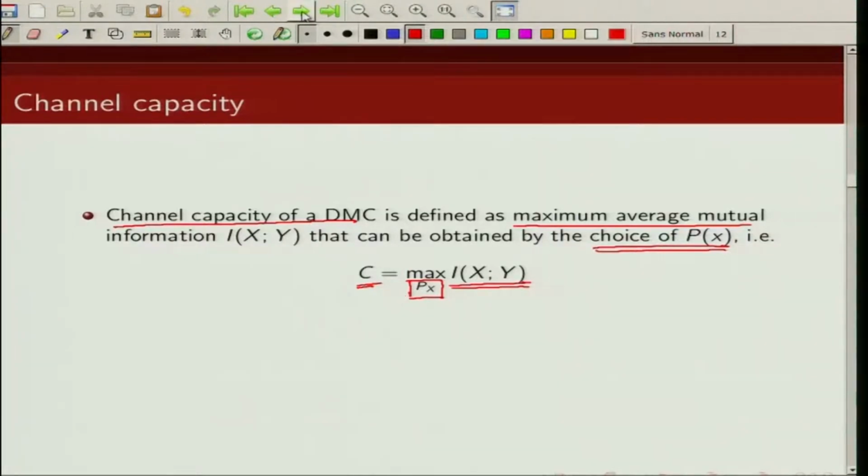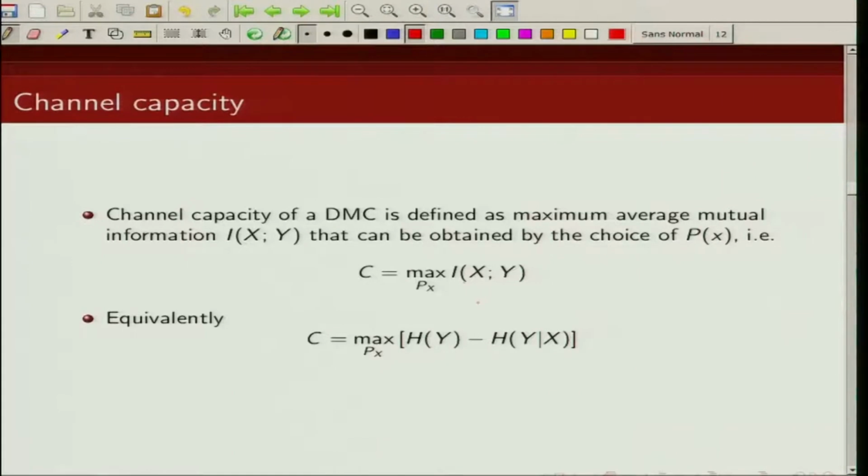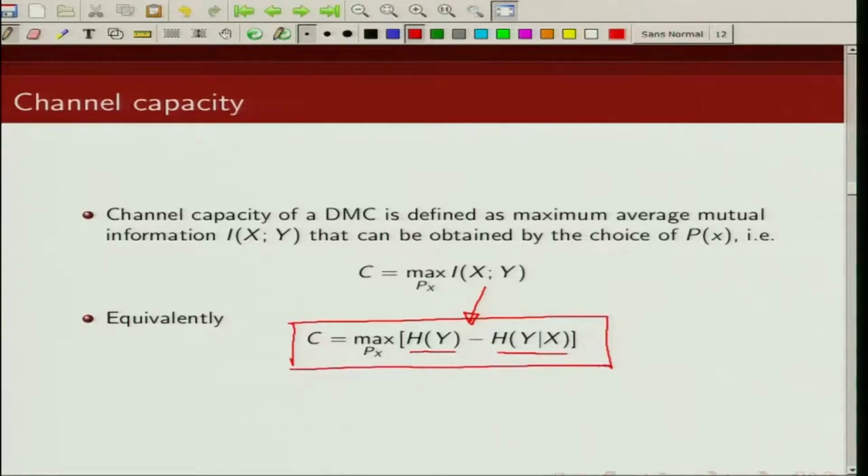Now, from the definition of mutual information, we can also write it as uncertainty in y minus uncertainty in y given x. So, equivalently we can write the expression of capacity as maximizing the difference between h of y minus h of y given x, maximizing over all possible input distribution p of x.